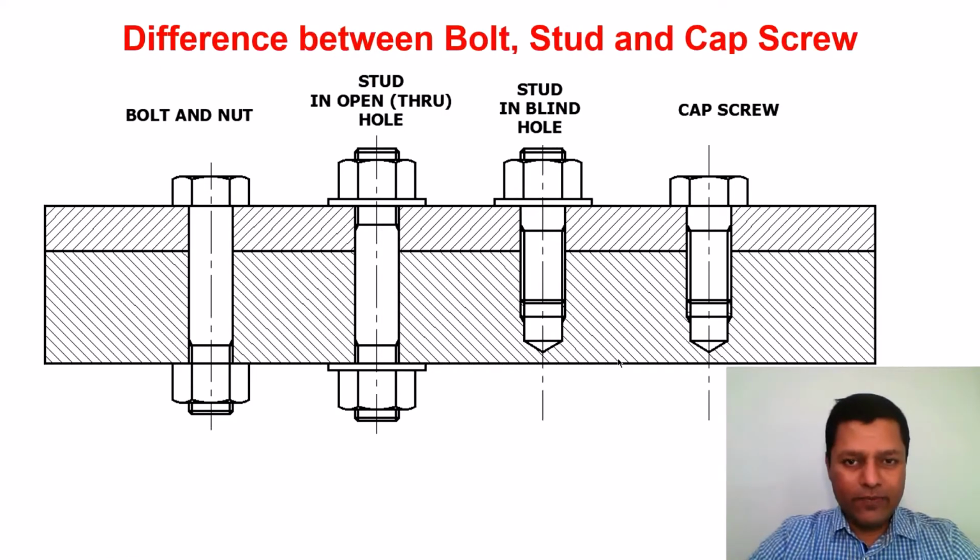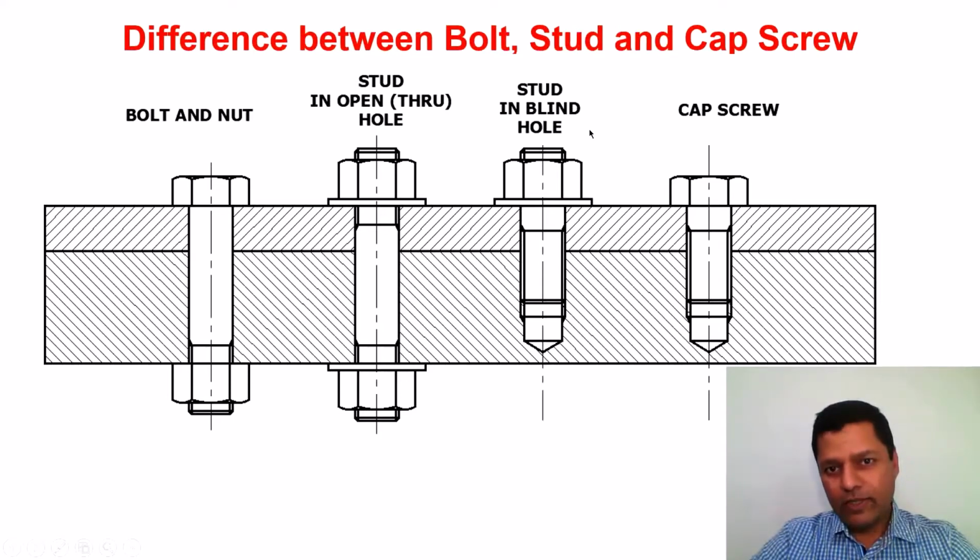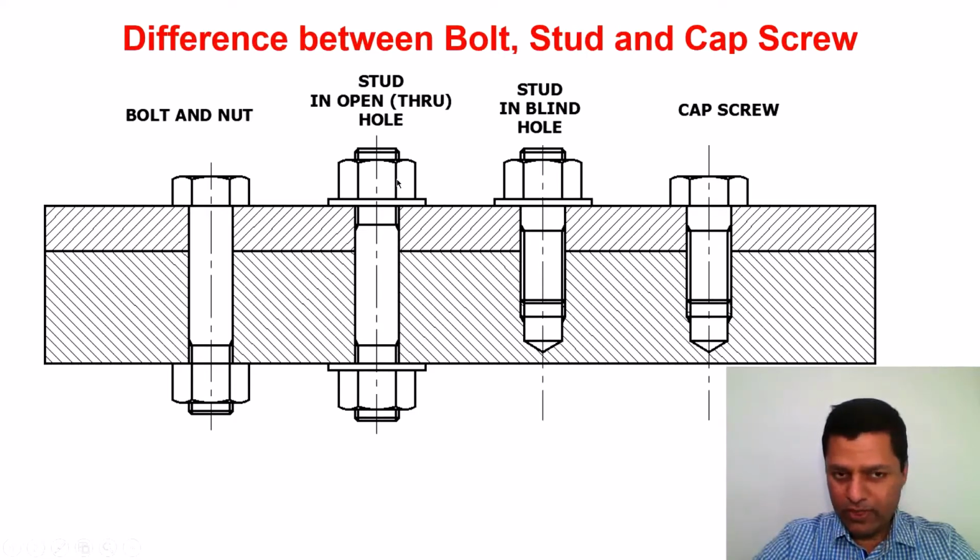Now we can compare all these fasteners. So this is the bolt and the nut. The bolt is passing through the open holes in part A and part B. The bolt will pass through it, come out from the other end, and we can use the nut to fix it. The stud can go in an open hole as well as in a blind hole. In the open hole, the stud will pass through the hole and you can use the nut from both ends. You can use the washers also.